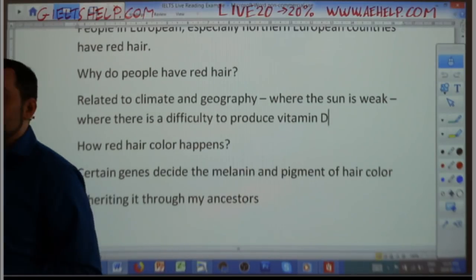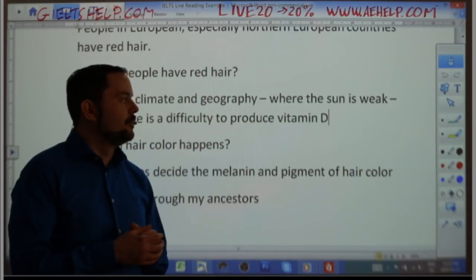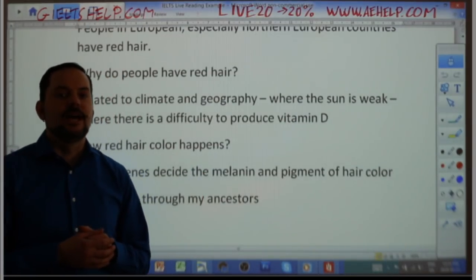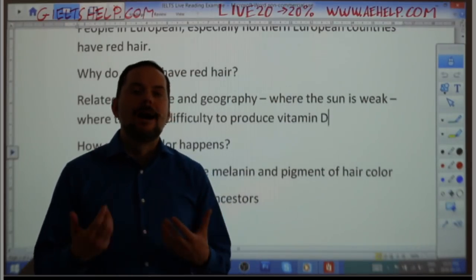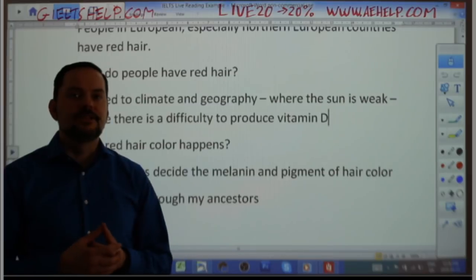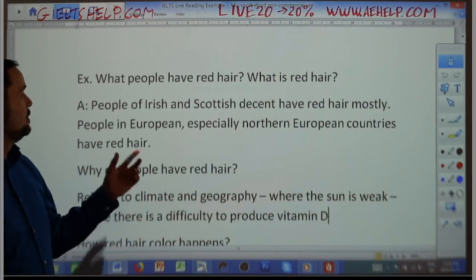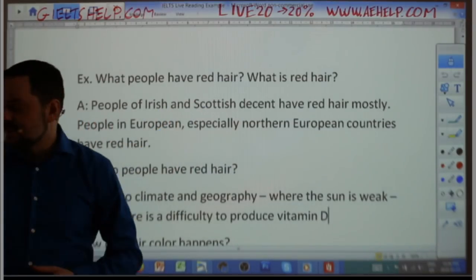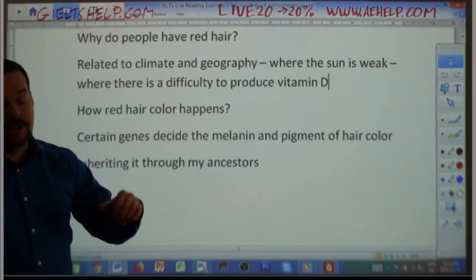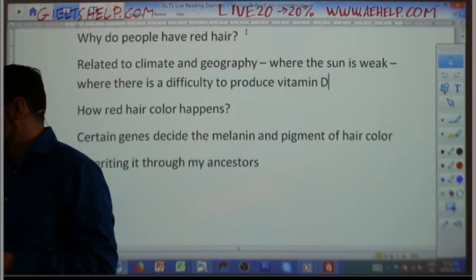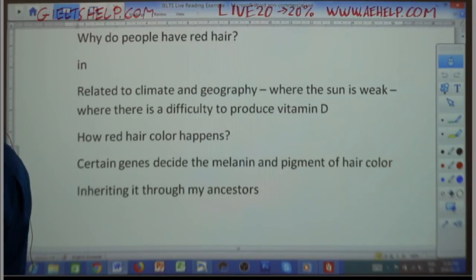Yeah, where there's a difficulty to produce vitamin D. Now, I know, guys, I'm not being absurd here and crazy. I do realize that maybe you don't know this much knowledge about a topic, so I'm going into a lot of details here. So if your answer for the what question is what people have red hair, people of Irish Scottish descent, and then why do people have red hair, and then simply your answer for that is in some way it must be related to evolution.